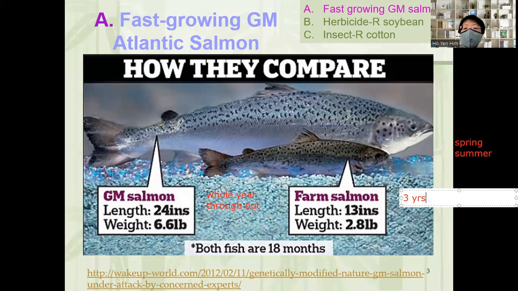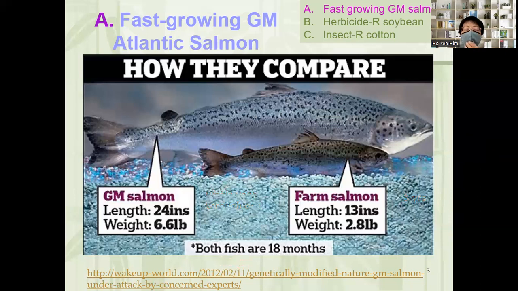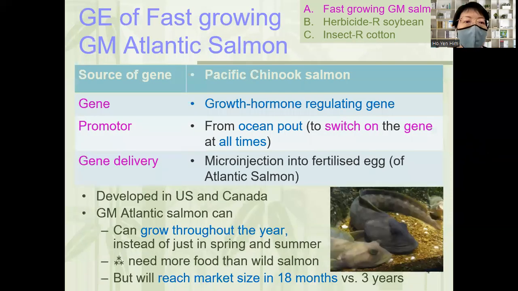So this reduces the timing by half, because at 1.5 years, at this size, we can already sell the GM fish, but the normal fish is still too small. So can you see how powerful GMO is? How powerful it is to create a GMO. So what happened to this GMO? How come it can grow so fast?